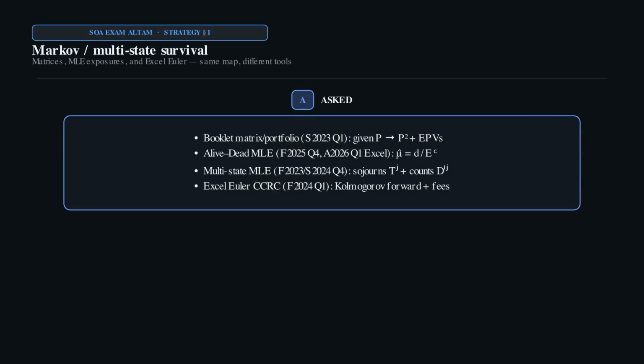Category 1 Strategy, Markov Multi-State Survival. Across spring 2023 through April 2026, 4 flavors show up. Booklet matrix problems give a homogeneous P and ask for powers and portfolio EPVs. Alive-dead MLE problems build waiting times, death indicators, and central exposure. Then MUHAT equals deaths over exposure.